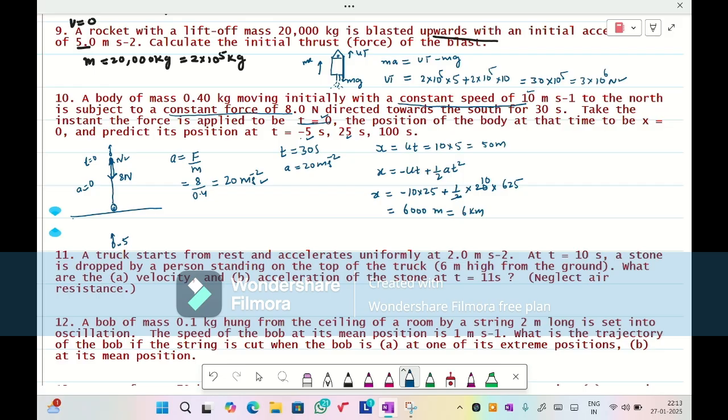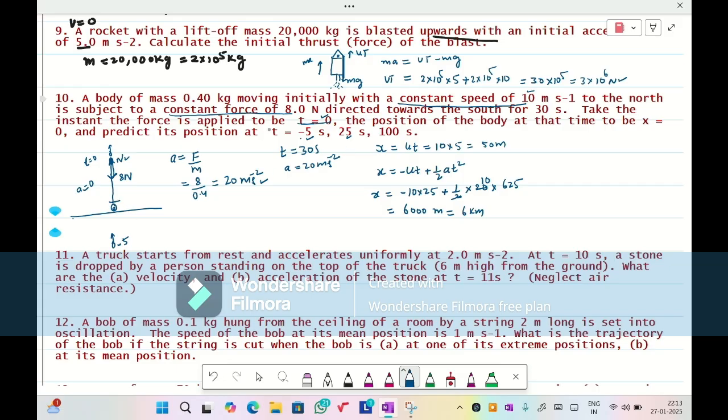So initially from minus 5 to 0, and from 0 to 625, at 0 it is starting downwards. Right? The direction changed to downwards, because 8 newtons is now applying downwards. So it has to come down. So now after reaching 30 seconds, t equal to 0 to 30 seconds.